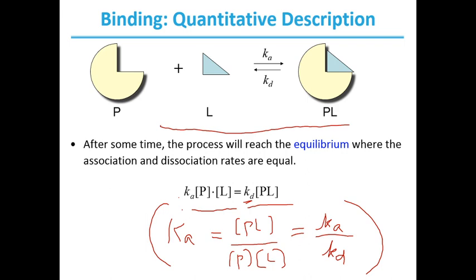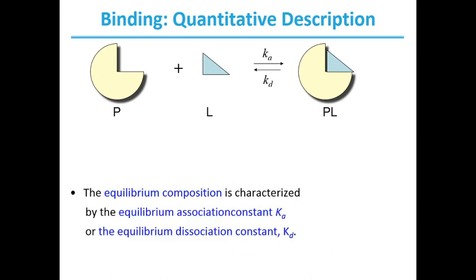Remember, the equilibrium constant depends on the individual rate constants. We can also express the equilibrium constant Ka as a reciprocal of Kd. So Ka is equal to 1 over Kd. Ka is obviously the equilibrium constant for the forward reaction, and Kd the equilibrium constant for the reverse reaction.